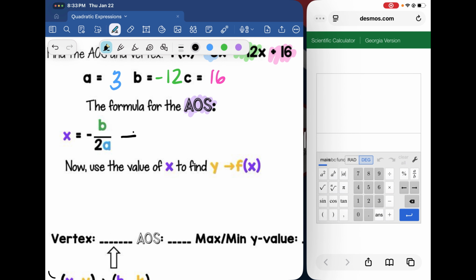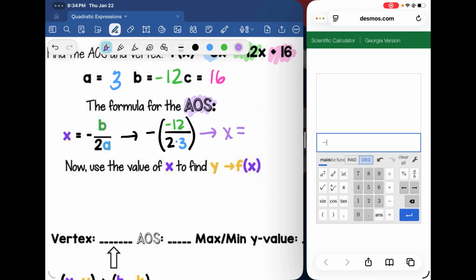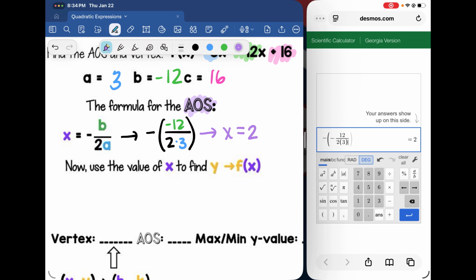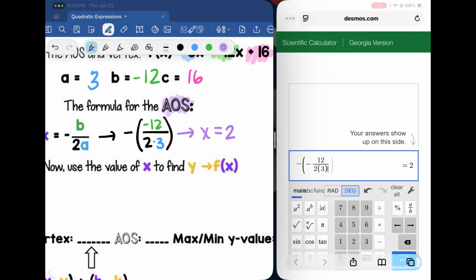So to find that x value, we are going to substitute b and a into the formula. Negative, and I'm going to write me a parentheses. What is my b value? Negative 12, all divided by 2 times my a value. What is the a value? A positive 3. Boom. Now I take that and put it in my calculator: negative times my b value of negative 12, divided by 2 times my a value of 3. And I get 2. So x is equal to 2. That means the line that is going to split the parabola in half should be at x is equal to 2.